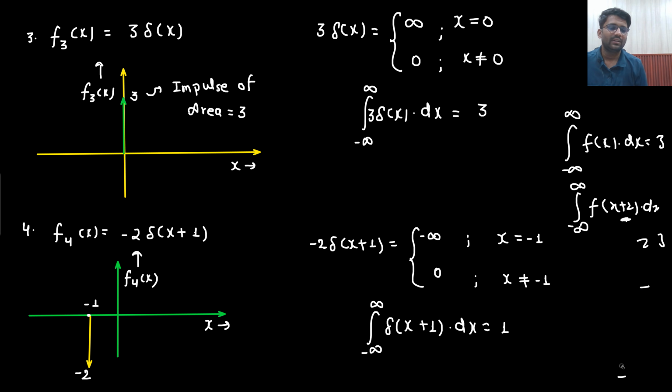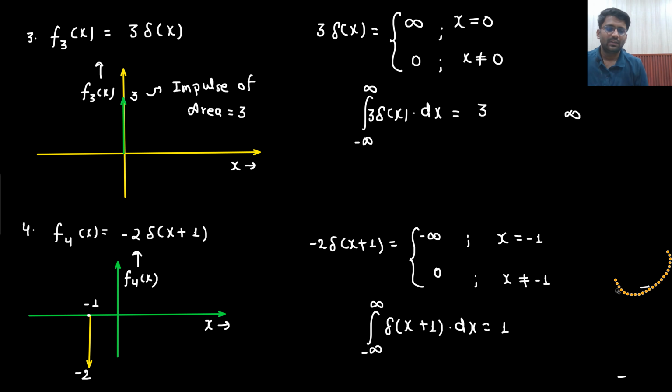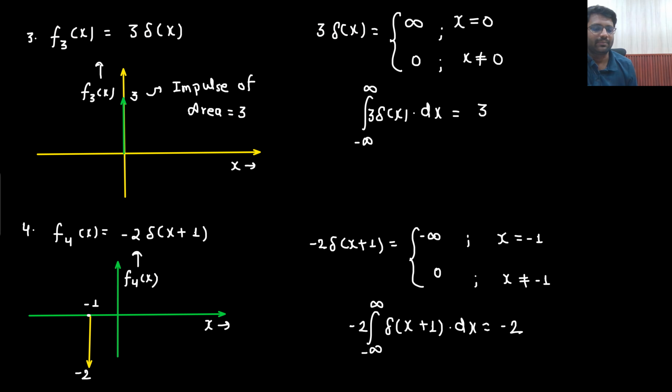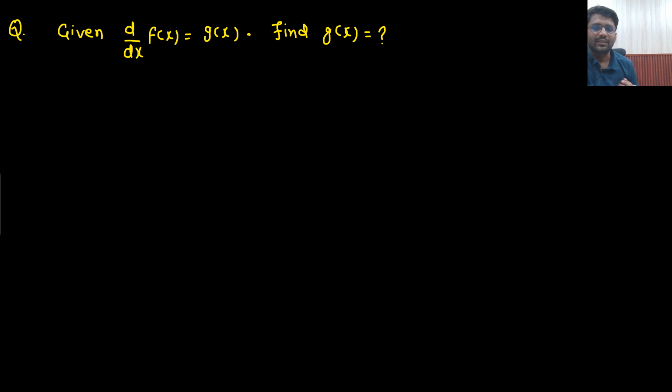And if you multiply this with minus 2, then what will you be getting? This will also be multiplied with minus 2. So, this value will become minus 2 only. Understandable? So, the area is representing minus 2. Area is minus 2. Is that clear to you? So, these are the graphs that we have drawn. Very, very simple graphs. Okay. Let's go to the next topic.